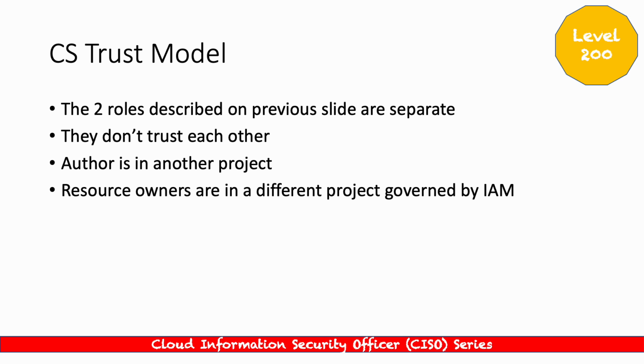The whole concept is zero trust. In zero trust, we don't trust anything, and we always assume a breach. So in this model, the trust model echoes that philosophy: the roles don't trust each other. The author can also be in a different project, so the author and the workloads can be segmented and isolated in different projects. And resource owners are essentially in a different project governed by IAM. So when we think about where the resource owners are and where the data is actually being processed, we can add that wrapper around identity access management, IAM.